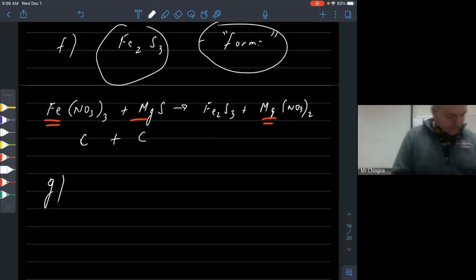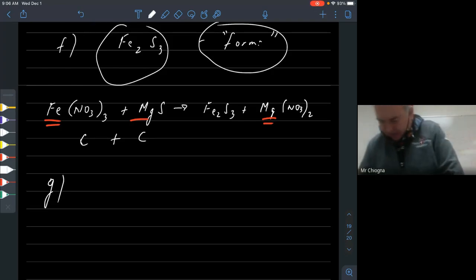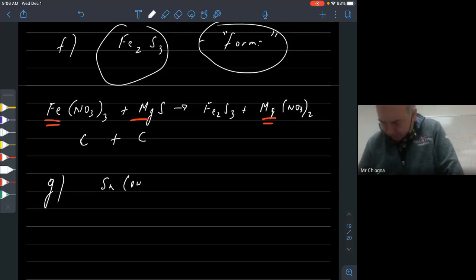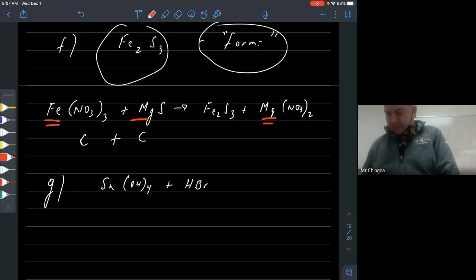At room temperature, tin 4 hydroxide is poured into hydrogen bromide, HBr. This is a base. This is an acid, so it's an acid-base reaction. We'll come back to that.